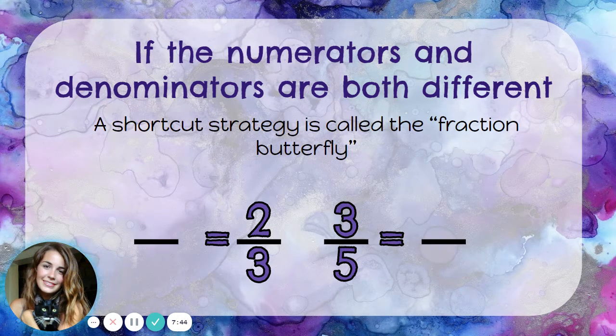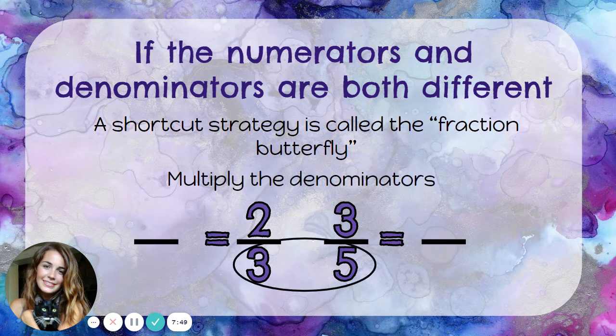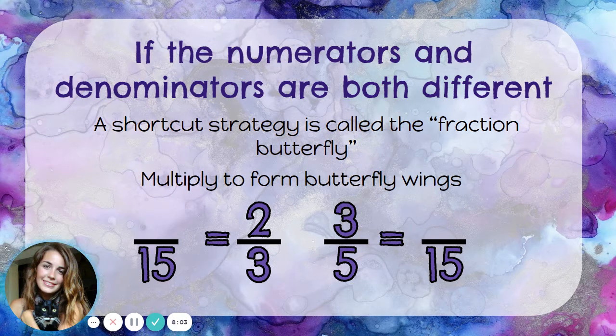A shortcut strategy for this is called the fraction butterfly. Let's look at that strategy now. The first thing we're going to do is multiply the denominators. 3 times 5 is 15, and that will be the new denominator for both equivalent fractions. Then you're going to multiply to form butterfly wings, like this. And I think about it like this. 3 times 3 is 9. That comes out the top of the butterfly wing and over to the right to create 9/15.